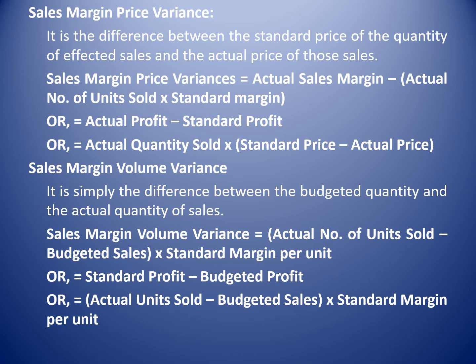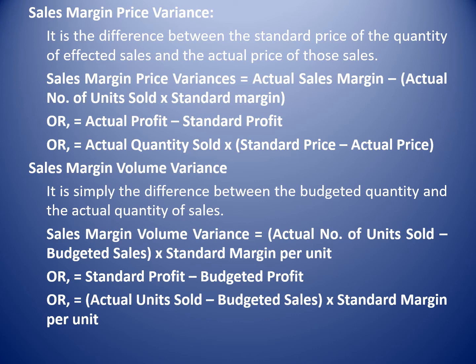Now we'll see sales margin price variance. It is the difference between the standard price of the quantity of effected sales and the actual price of those sales. So sales margin price variance is equal to actual sales margin minus actual number of units sold into standard margin, or actual profit minus standard profit, or it can also be calculated using this formula: actual quantity sold into the difference between the standard price and the actual price.